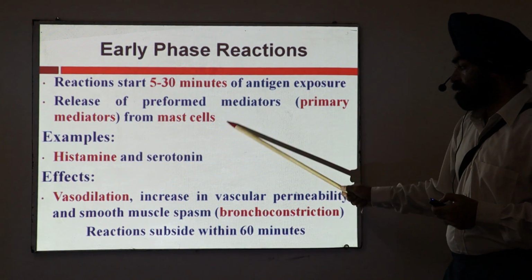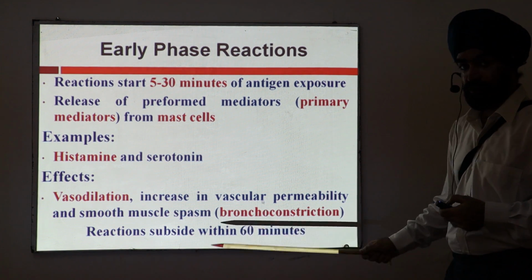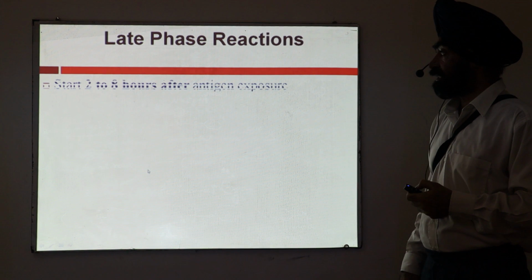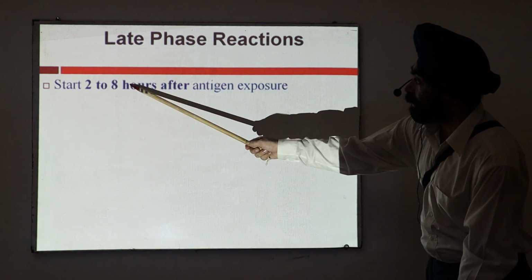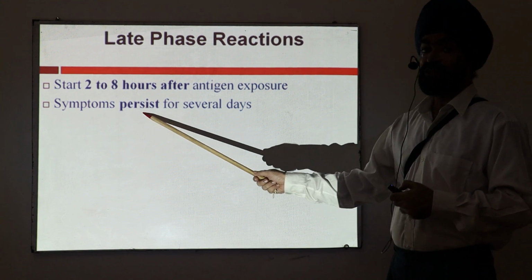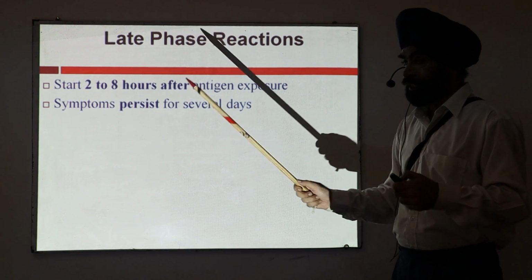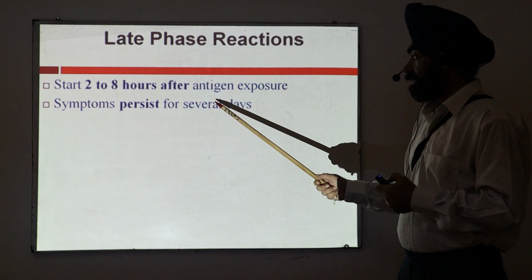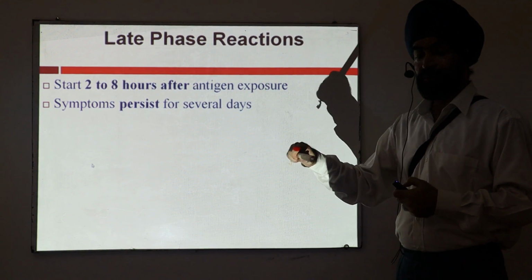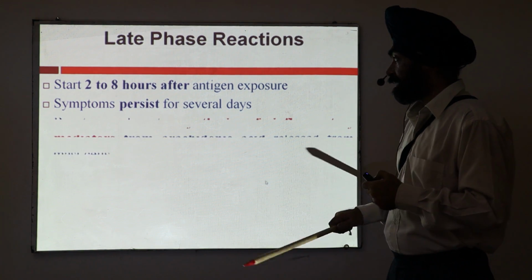And these reactions subside within 60 minutes. So, short term effect. Late phase reactions start 2 to 8 hours after antigen exposure. Symptoms persist for several days. So you can differentiate between the early and late: several days, and last it was 60 minutes; 2 to 8 hours, and the previous one it was 5 to 30 minutes.